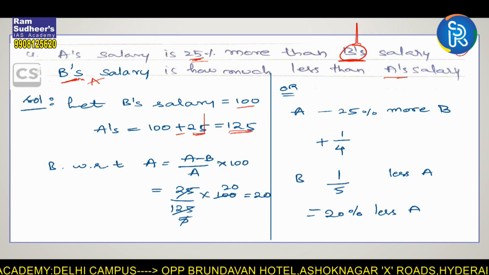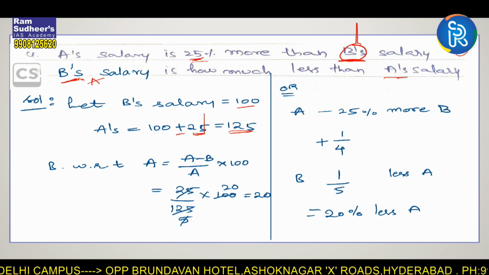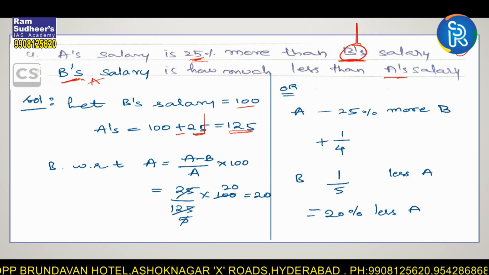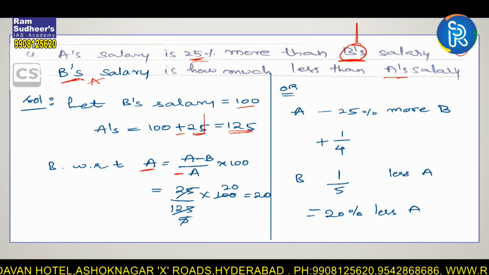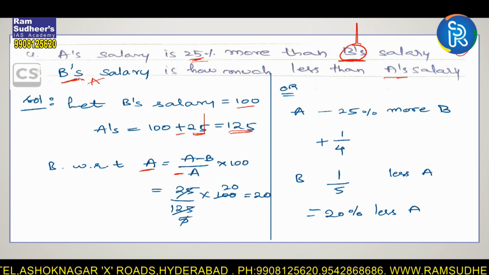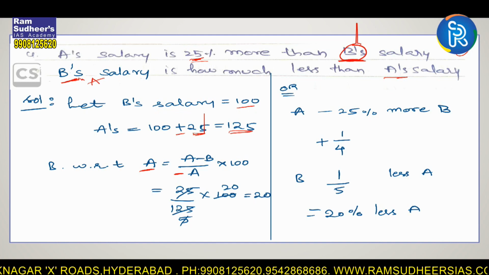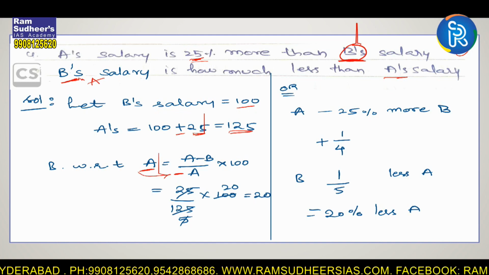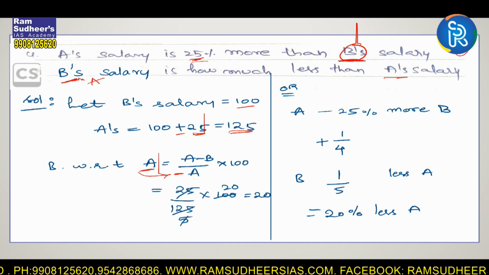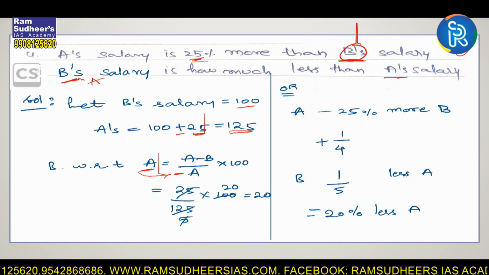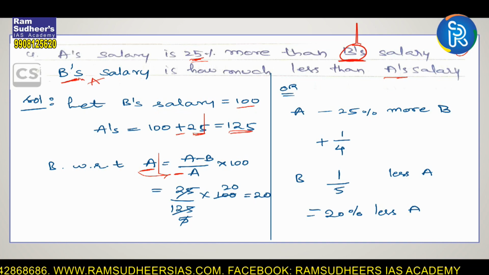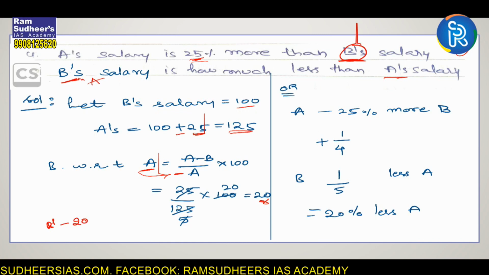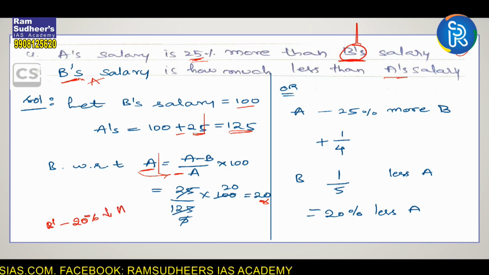A's salary is 125 and B's salary is 100. Substituting the values, because it is with respect to A, the denominator would be A, and if it is with respect to B, the denominator would be B. Therefore, A minus B is 25, A is 125, so 25 by 125 into 100, which is 20%, and therefore B's salary is 20% less than that of A's salary.